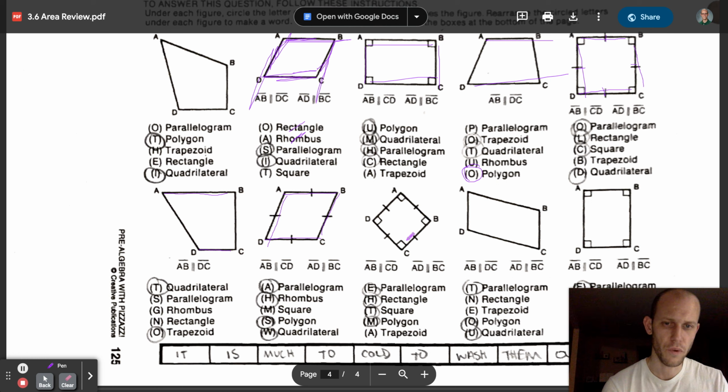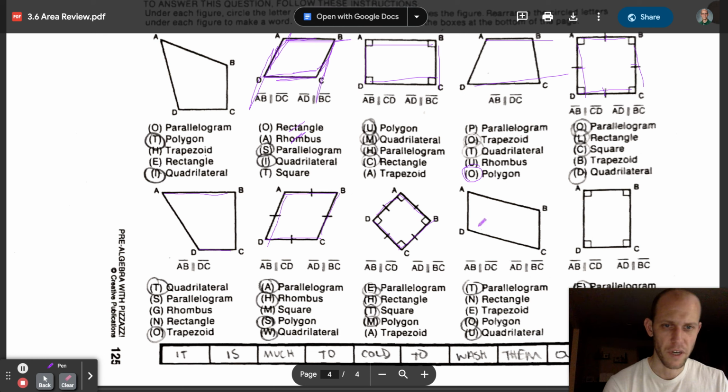This is looking like a square even though it's tilted like a baseball diamond. But it says AB is parallel to CD, AD parallel to BC. So a parallelogram, for sure a square, because I see all sides equal with right angles and parallel. Polygon because many-sided. Not a trapezoid because it has more than one parallel side. And it's going to be a rectangle too because it has opposite sides, equal length with right angles.